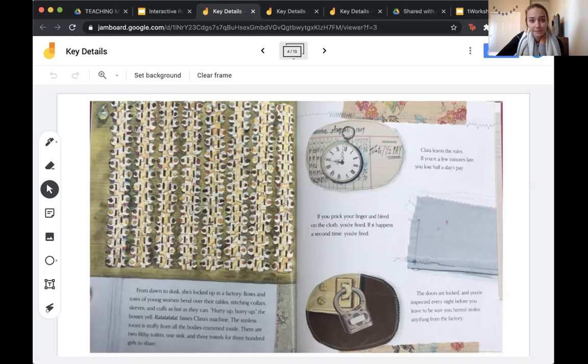Now that we've read this page, it's time to pause the video and think about what key details may be in that page and need to be noted on a sticky note. Pause the video.